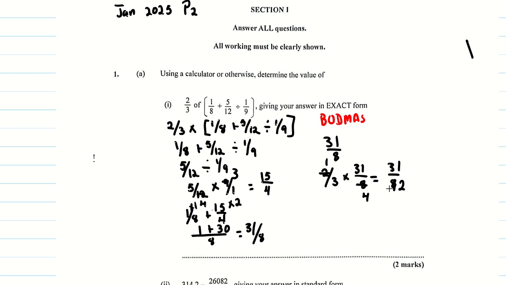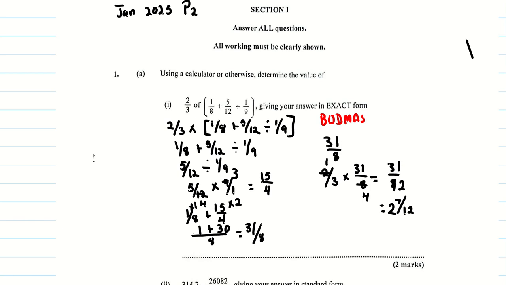Then this is an improper fraction. Never leave it as an improper fraction, always leave it as a mixed number or proper fraction. So how many times can 12 go into 31? 12 goes into 31 2 times, and your remainder would be 7 over 12. Now this question specifically says you could use a calculator, so you could have just used the calculator.